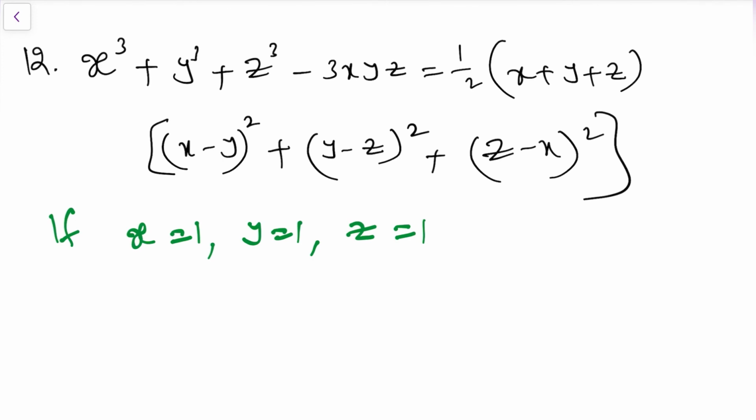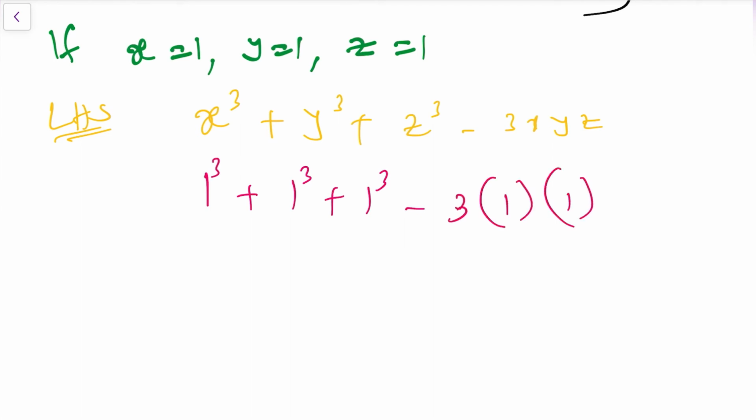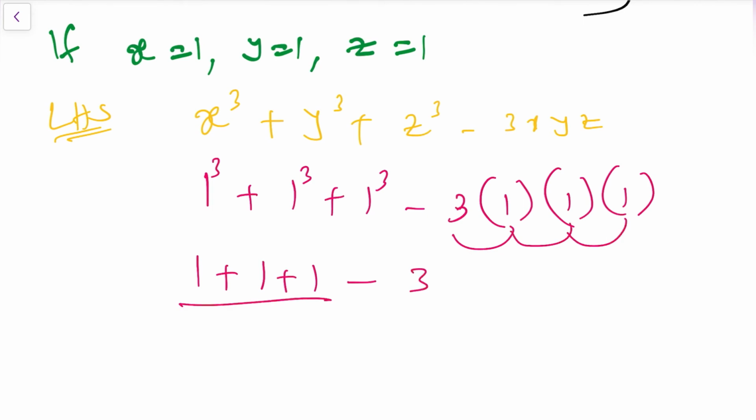Now let us substitute. First I am going with the LHS. LHS we have x cube plus y cube plus z cube minus 3 times xyz. X is 1, so 1 cube, y is also 1, so 1 cube, plus z is also 1, 1 cube, minus 3 into x is 1 into y is 1 into z is 1. 1 cube 1 plus 1 cube 1 plus 1 cube 1, minus 3 into 1 into 1 into 1, 3. So 1 plus 1 plus 1 is 3, 3 minus 3 is 0. So the value of LHS is 0.